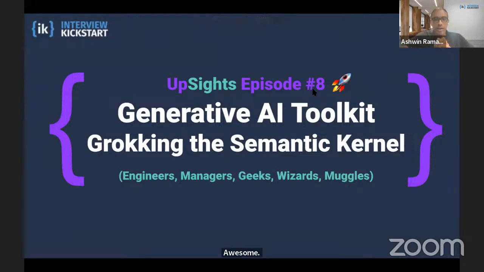Upsides episode 8. Welcome to part 2. So we did part 1 last week. This is part 2, the generative AI toolkit. And today we are going to do a little bit of a dive into the semantic kernel abstraction library. And we'll get to that in a bit.